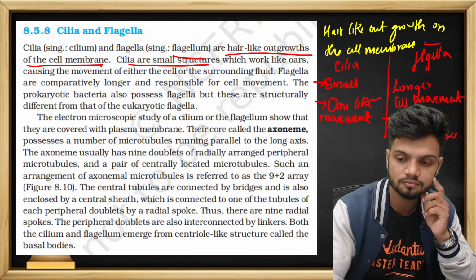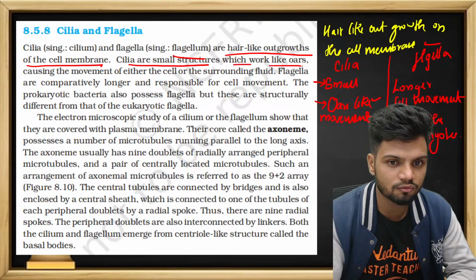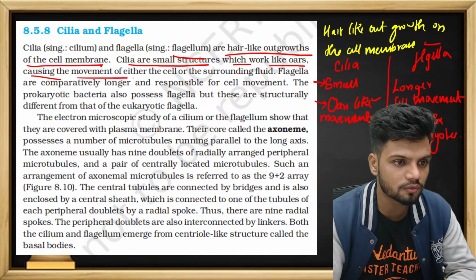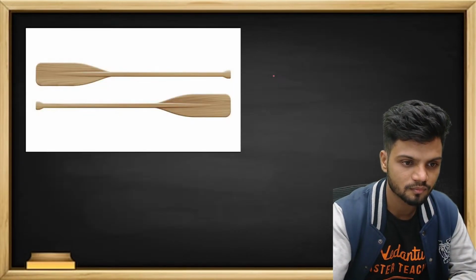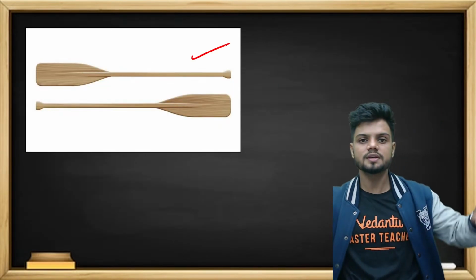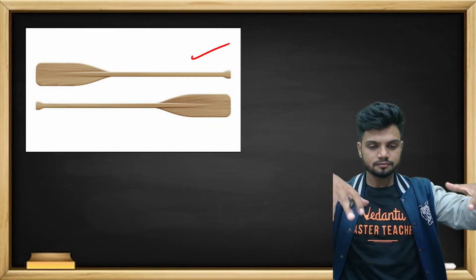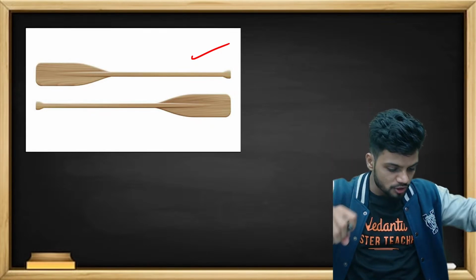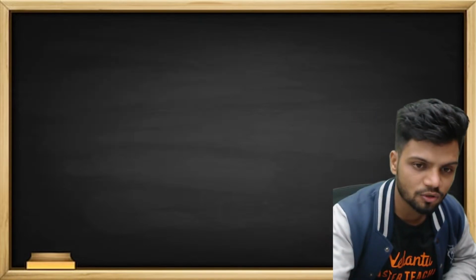Prokaryotes are different. Okay, let's read what is given here. Cilia are small structures which look like an oar, causing movement of either the cell or the surrounding fluid. See, this is an oar, students. You might have seen it, right? When you're pushing it, can I tell you are going forward? Yes, you're going forward. When you push it like this, can I tell water is being pushed back? Yes. That is called oar-like movement.